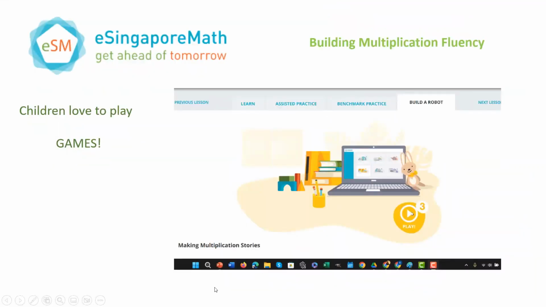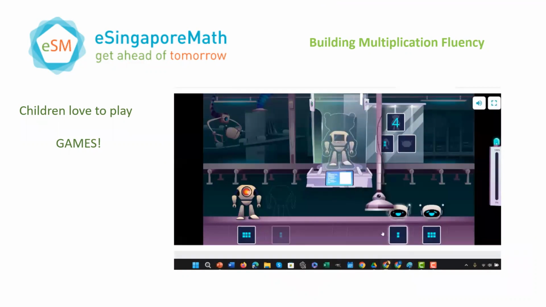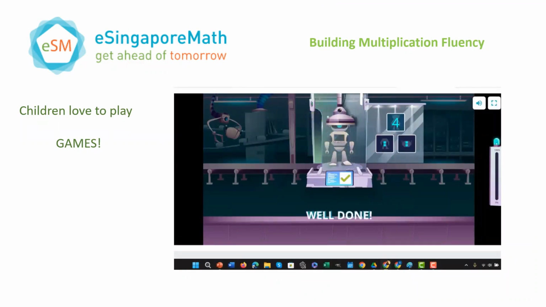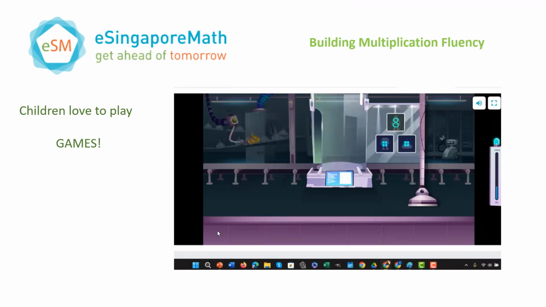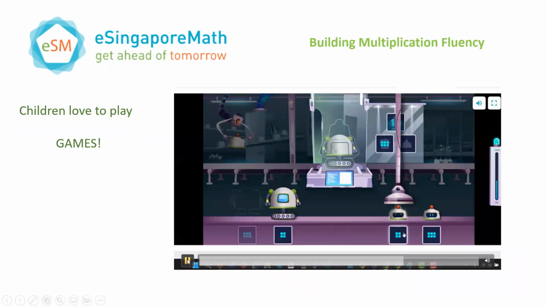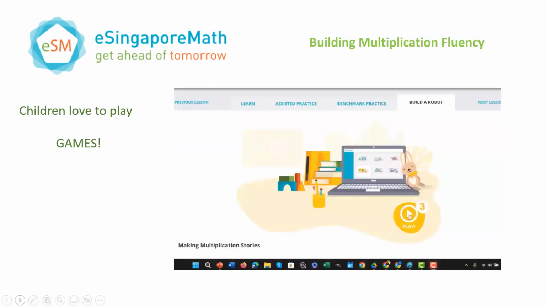And we all know how much children love to play games. So here's another example of gamified practice. This one's called Build a Robot. And as you can see, the thing that I really appreciate about this is that it's a reiteration of the arrays that students were introduced to and manipulated with earlier with the dot paper. So we're reinforcing that concept. Here's another part of this game.